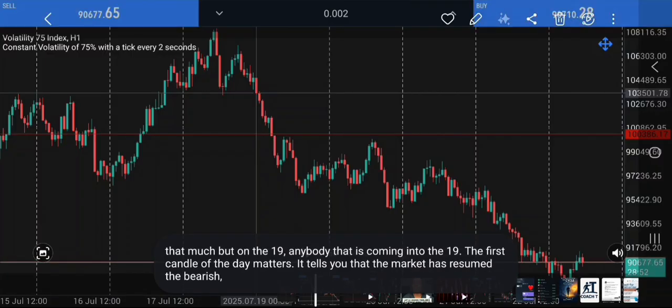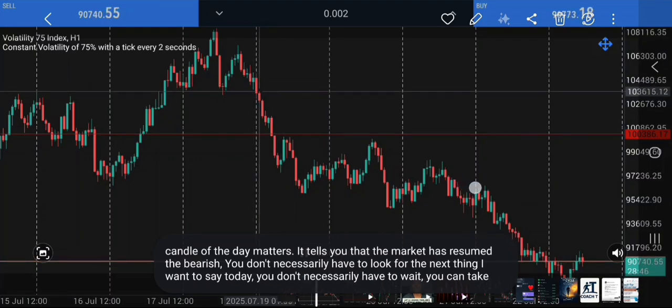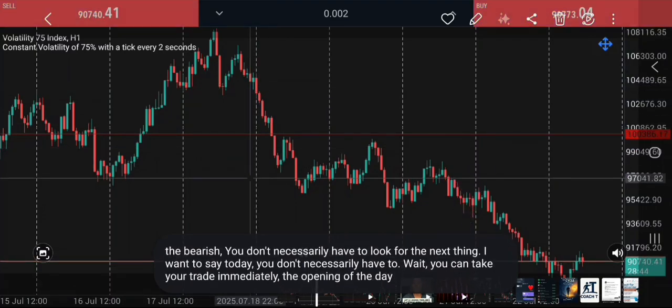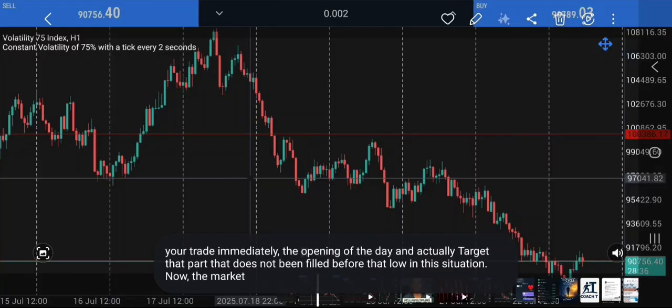You don't necessarily have to wait. You can take your trade immediately at the opening of the day and target that part that has not been filled before. That's the low in this situation. The market is bearish, so surely the market is coming towards this low.